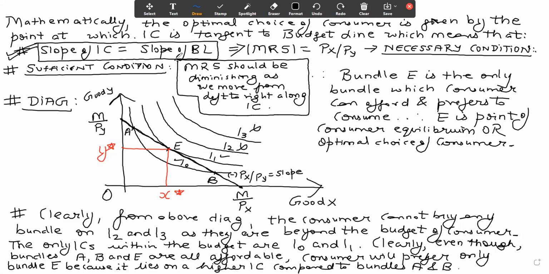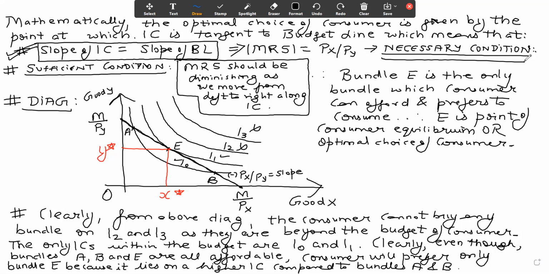For the consumer equilibrium to be unique, remember guys, you will only have one equilibrium only when MRS is diminishing. That means your indifference curves are strictly convex. And your first condition is the necessary condition. Your indifference curve should be tangent to the budget line, which means the slope of the indifference curve in absolute terms, which is mod of MRS, should exactly be equal to slope of the budget line, which is Px by Py. Hoping that all students have understood this and have no doubts.